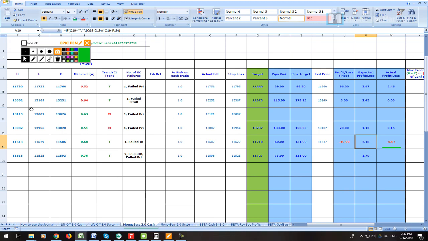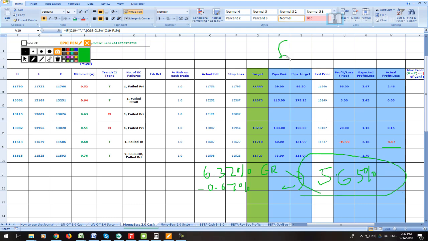So overall, what do we have, traders? 6.32% in terms of the Elite Room, and in terms of the live trading room, we made a very small loss of minus 0.67%. So overall, what we are making is 5.65% profit at the moment. And on a 100k account, that would be £5,650 of profit.